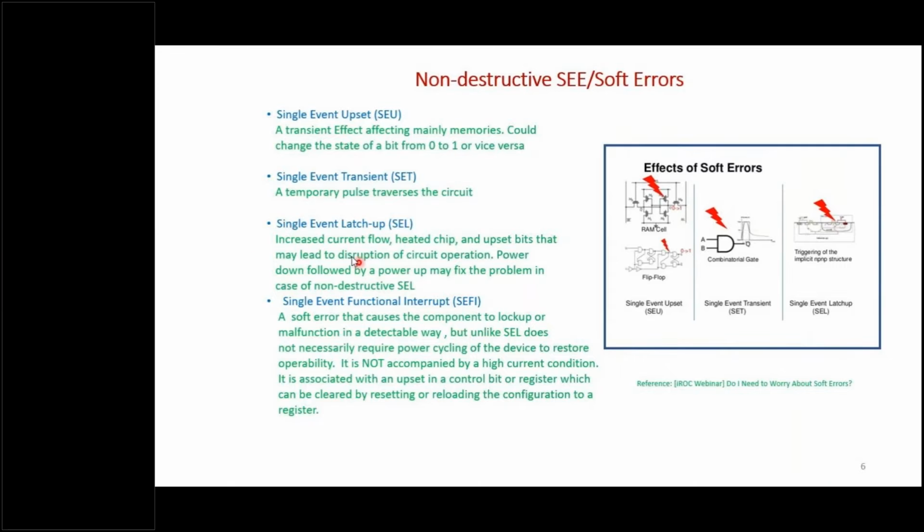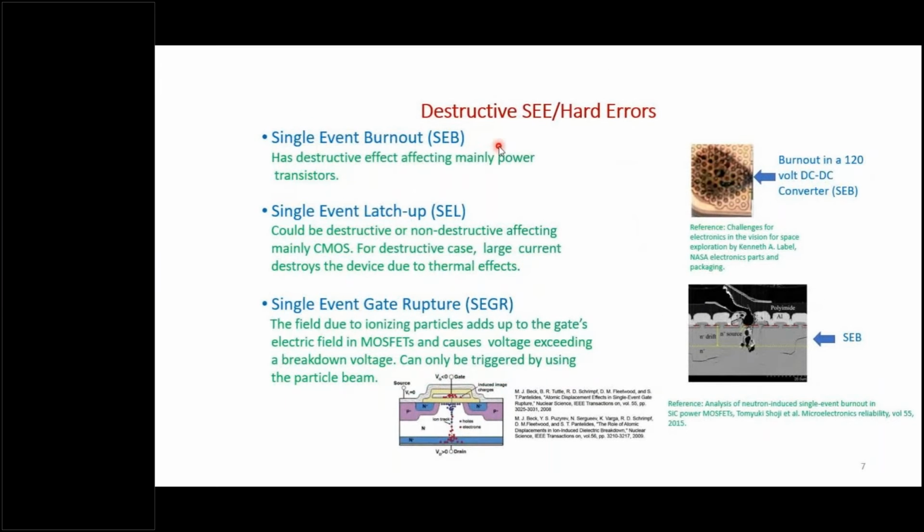But the latch-up is always accompanied by high current flow because of the shorting that happens due to activation of parasitic transistors. Then we also have the single event functional interrupt. That happens when the control elements, like control bits of the circuits, are bombarded by a cosmic ray, and that will cause some kind of malfunction in the circuit. But you don't need to cycle the power, and there's no increase in current. Just basically resetting the instrument or reloading the configuration to the register will fix the problem. That's called SEFI.